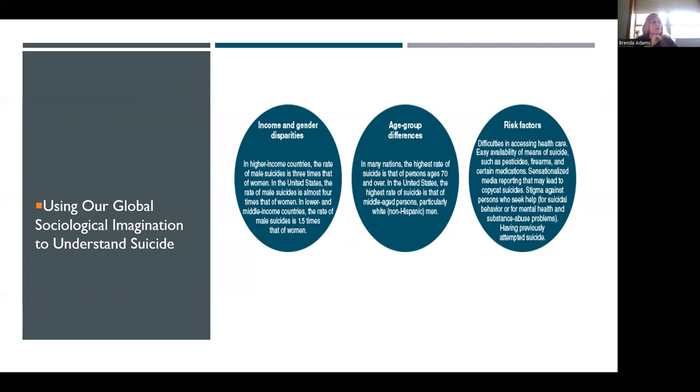As we've discussed, male suicides in a higher income society may be because they have more income, but they also feel more pressure to succeed. And when they don't, they don't feel like their life is worth living. In the United States, the rate of male suicides is almost 4 times that of women. And in lower middle income countries, the rate of male suicides is 1.5 times that of women.